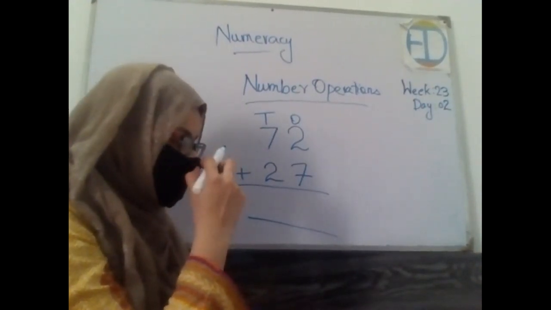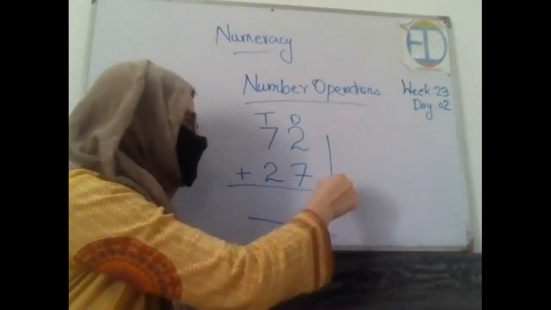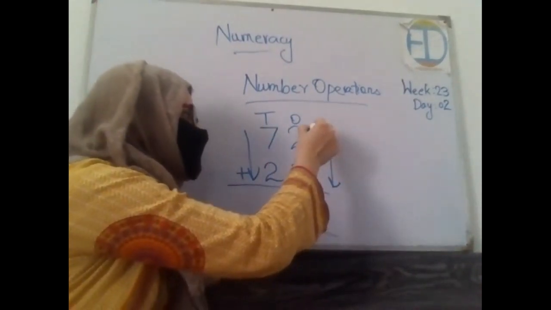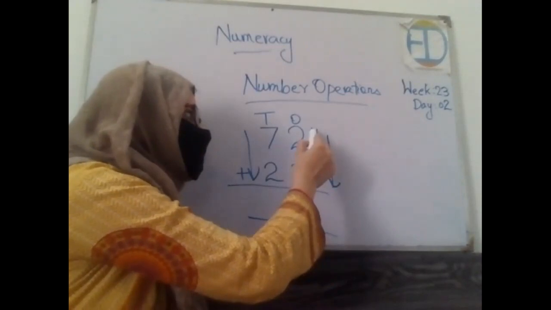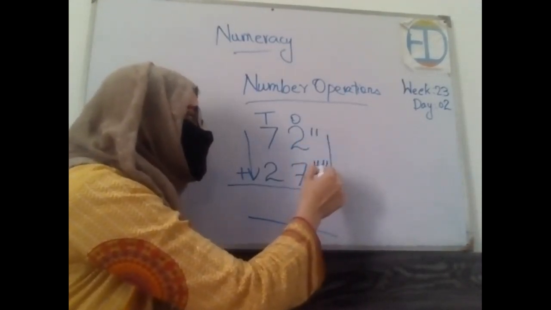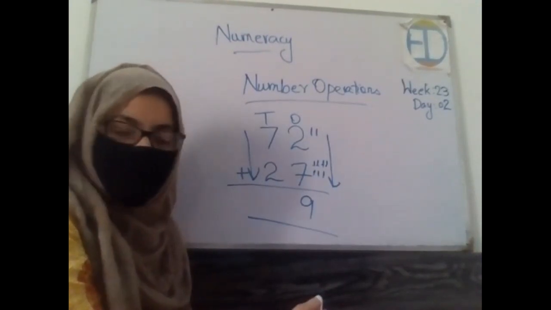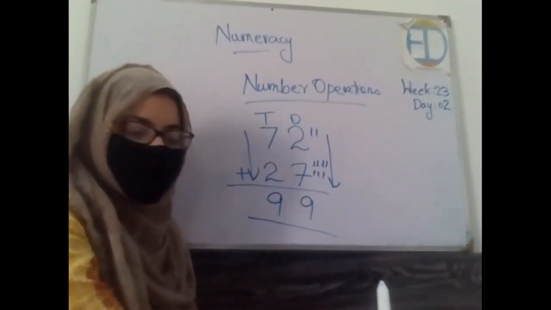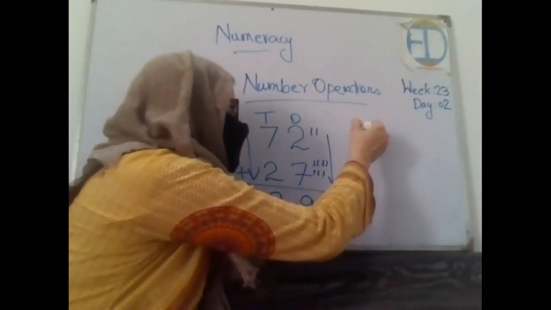Now the first rule was that we always start from the right hand side. So we will first solve this side and then we will solve this one. So 2 plus 7, and the easiest method is that you can draw the lines like this and then you can add them. 1, 2, 3, 4, 5, 6, 7, 8, 9. So this means 2 plus 7 makes 9, right? Similarly, 7 plus 2 again makes 9. So the answer is 99. Okay. Let's look at the next one.